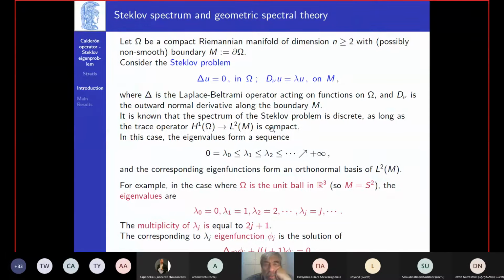For example, when omega is the unit ball in R3, the eigenvalues are 0, 1, 2, 3, etc. The multiplicity of each lambda j is equal to 2j plus 1, and the corresponding eigenfunction is the solution of the last equation in this slide: delta on the sphere plus j times j plus 1 phi j is equal to 0.